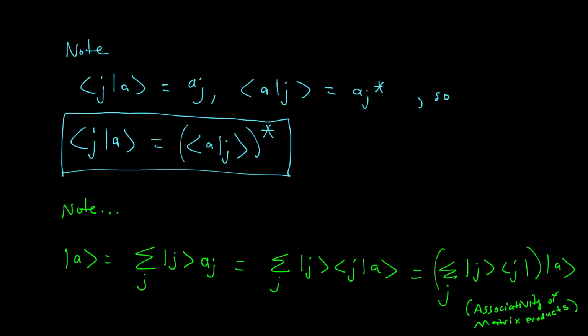And notice how bra j times ket A equals bra A times ket j complex conjugated. And note that the ket vector A equals the sum over all j of the j ket basis Aj, which equals the sum over all j of j ket times j bra times A ket. And we can do this because of the associativity of matrix products, as each basis vector j and A are matrices.